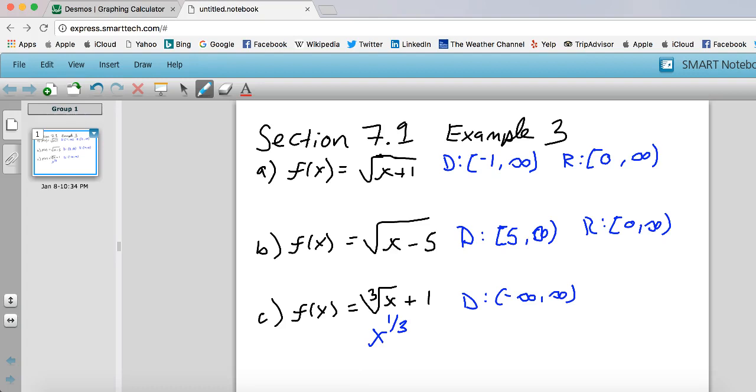So the way that we say that is that our range is the same thing as the domain. So our range is from -infinity to +infinity. And there it is.